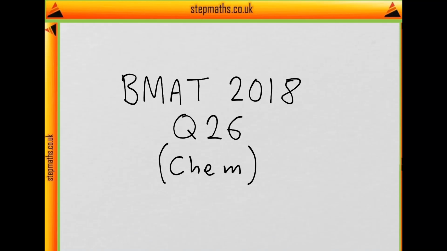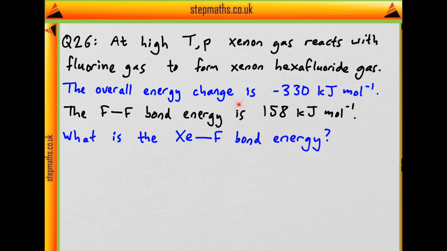This is question 26 on chemistry from the 2018 BMAT. So we're told that at high temperature and pressure, xenon gas reacts with fluorine gas to form xenon hexafluoride gas, and that the overall energy change for this process is minus 330 kilojoules per mole, and the F-F bond energy is 158 kilojoules per mole. So what is the xenon-fluorine bond energy?